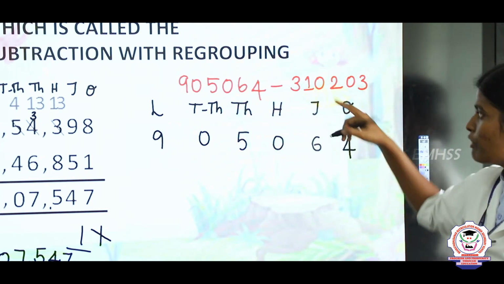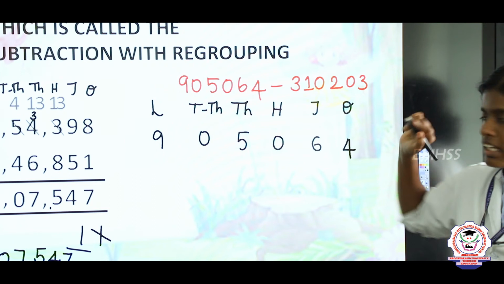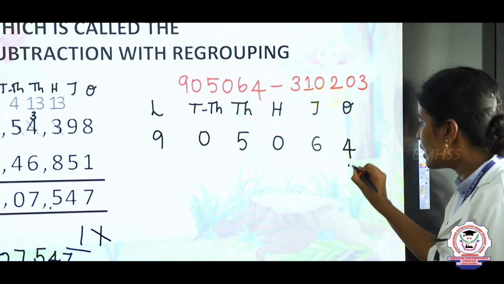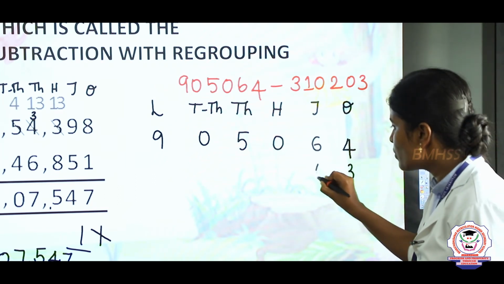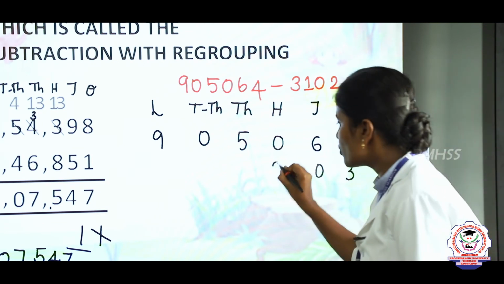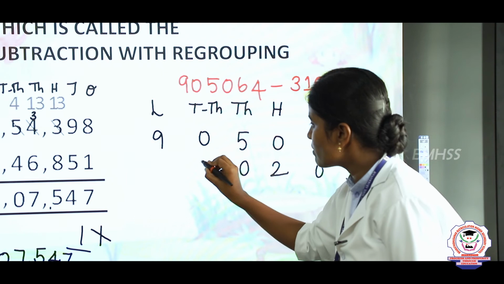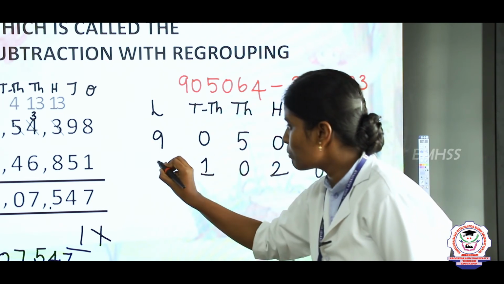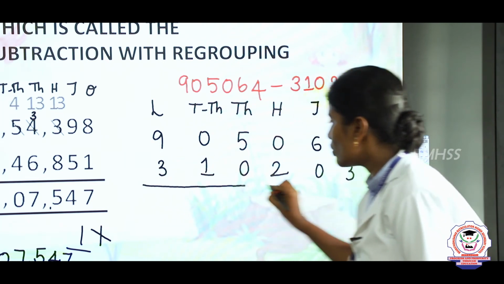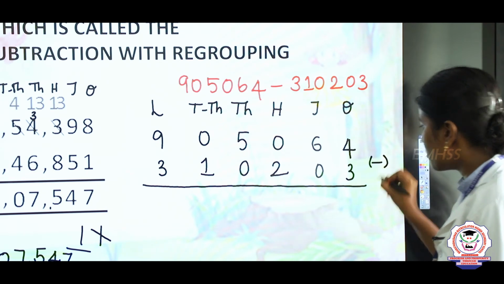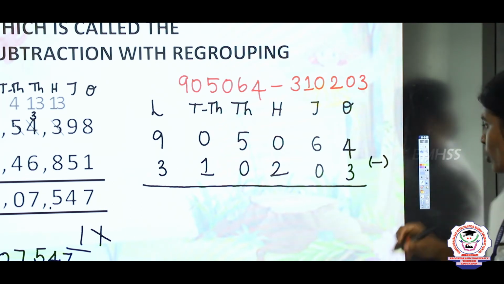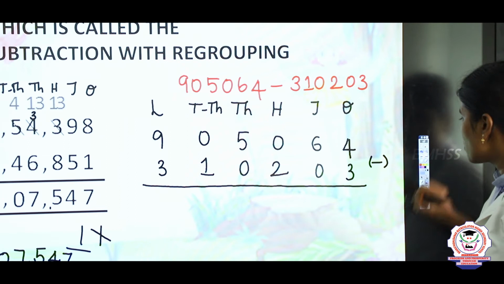Take the second group of number, 3,10,203. Here the ones place value is 3. The tens place value is 0. 100 place value is 2. And the 1000 place value is 0. 10,000 place value is 1. Finally the lakh place value is 3. Now we are going to subtract this. While you are subtracting the number, first you will start from the ones place onwards.